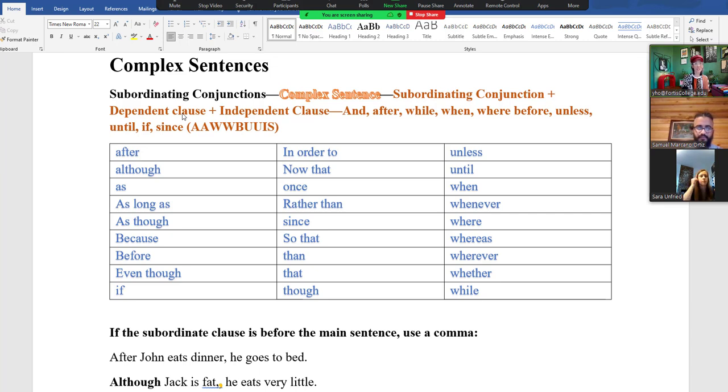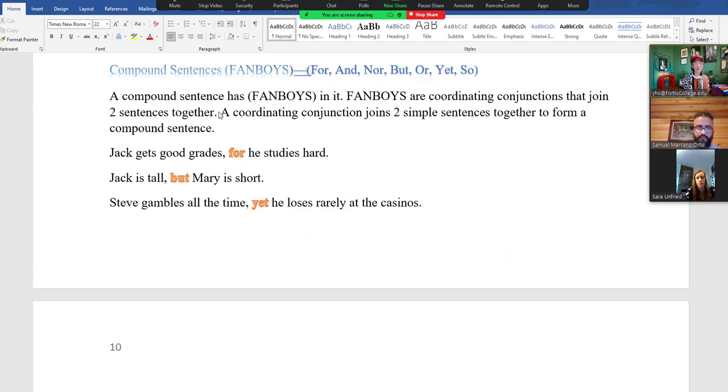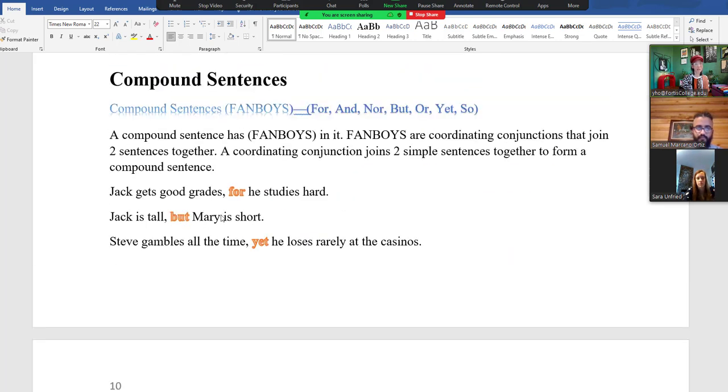If you want sentence variety in your essay, instead of just saying Jack gets good grades, for he studies hard, you could say while Jack gets good grades, even though Jack gets good grades, or because Jack studies hard, Jack gets good grades, for instance.